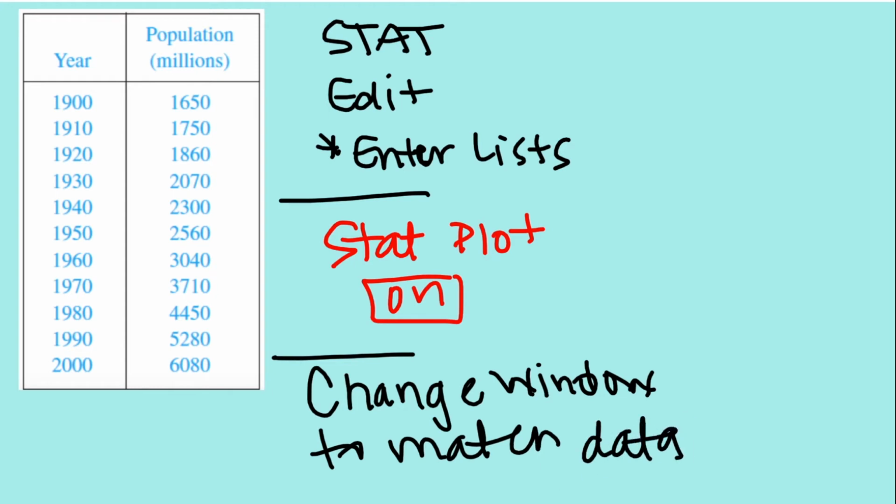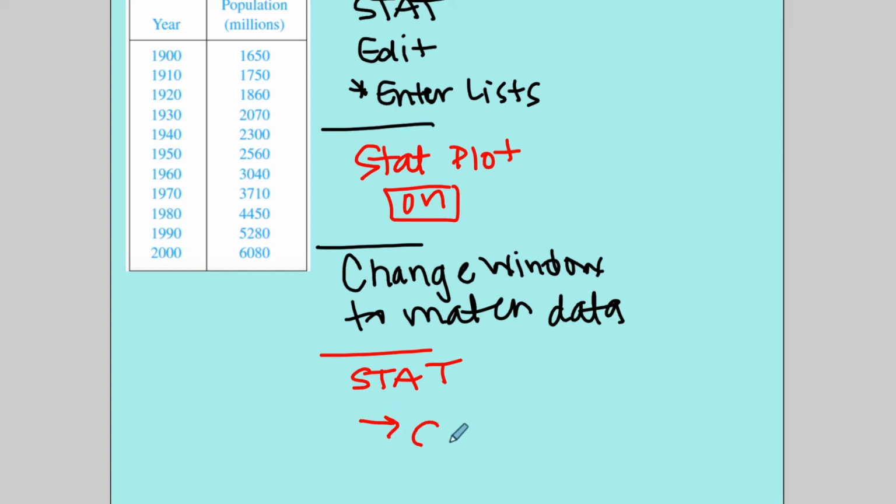All right, now from here what we are going to do is come up with whatever that exponential equation is. So we are going to go ahead and go Stat, and then we're going to go over to Calc, and then we're going to hit 0, exponential regression.